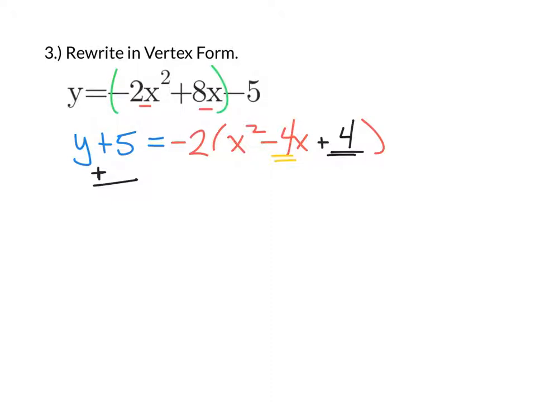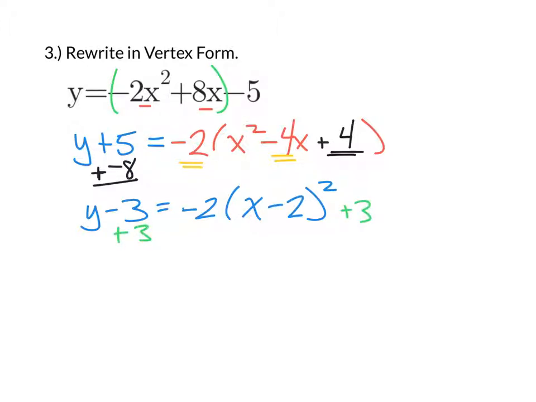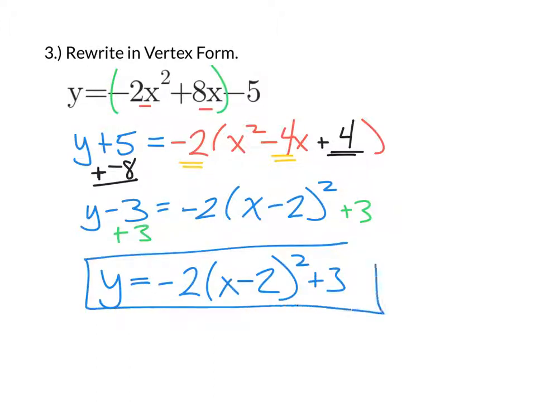However, we need to recognize that we took this negative 2 and that's going to get distributed throughout the entire quadratic. So we really added a negative 8. This negative 2 times the negative 4 is negative 8. Now when we simplify, we have y minus 3 is equal to negative 2 times x minus 2 squared. To finish things up, we just add that 3 back to the other side. And y is equal to negative 2 times x minus 2 squared plus 3. And there's a good quadratic in vertex form.